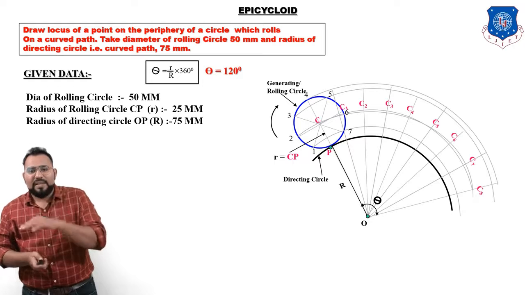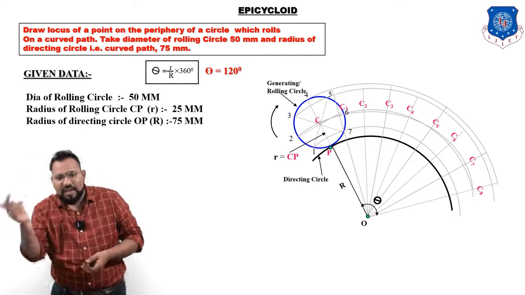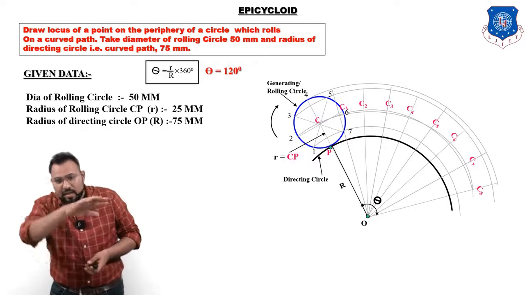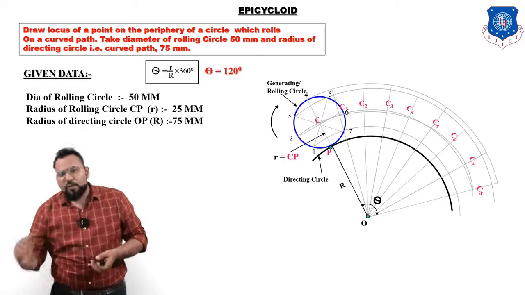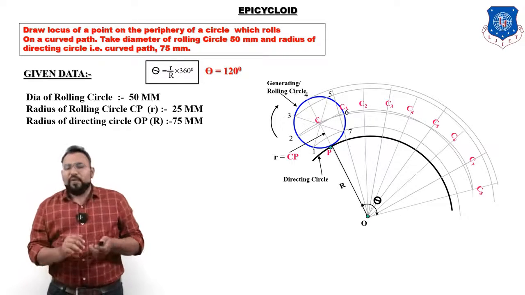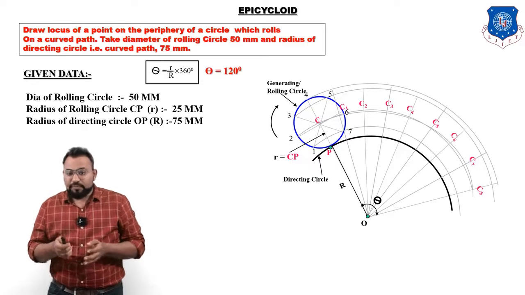So what have you done? Basically we have taken a distance equal to O to 4, then drawn an arc up to angle theta. Now we have taken a distance equal to O to 3, then drawn an arc up to angle theta, then we have taken distance O to 2, drawn an arc up to angle theta, then we have taken distance equal to O to 1 and drawn an arc up to angle theta. So something like this.